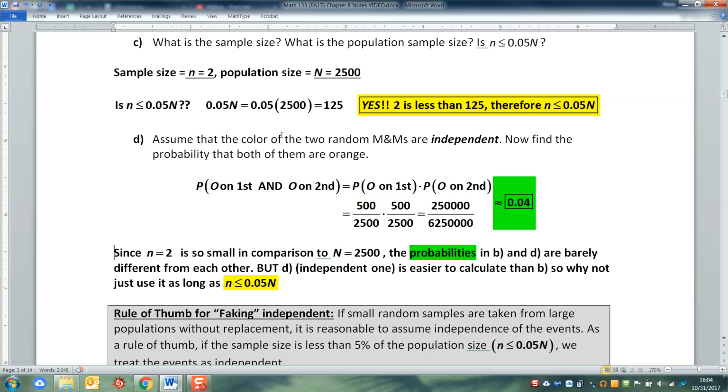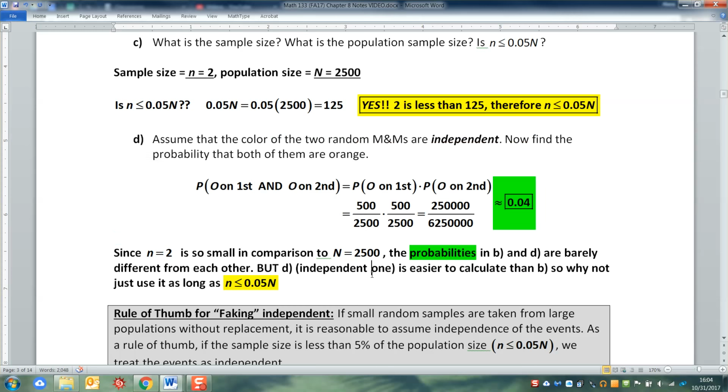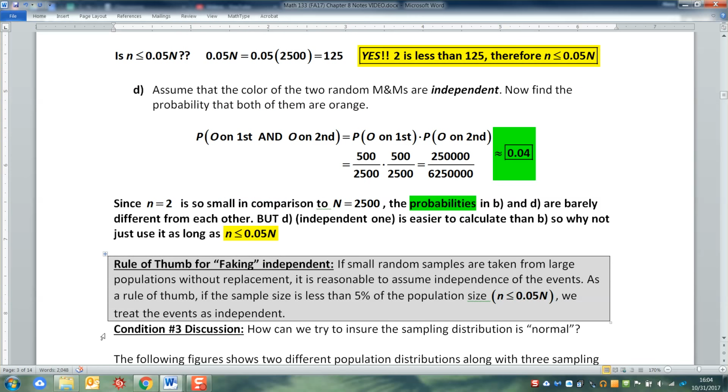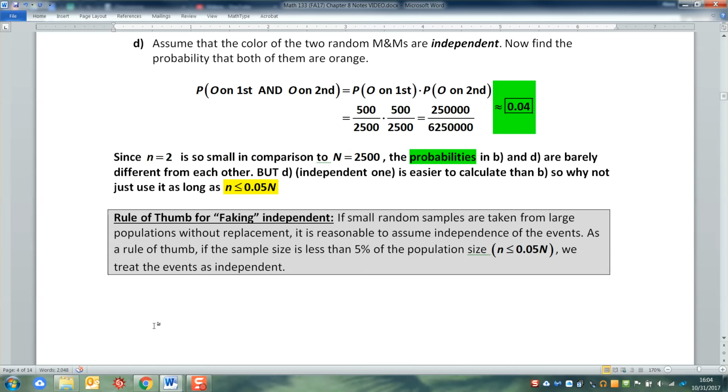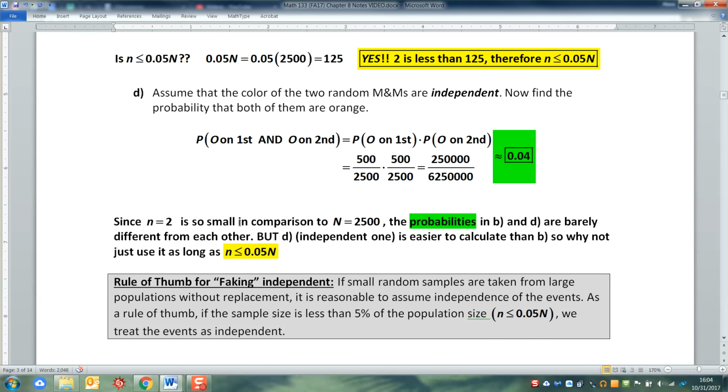The answer for D, this one right here, this was way easier to calculate. It uses the multiplication rule for independent events. It's just simpler. Everything's nice. And that's the moral of the story, right? That's what I really want you to get out of this, not the probability portion, but the fact that hey, if you're taking a small enough sample from a large enough group, then it doesn't really matter if they're truly independent or not. You can sort of fake your way to independence, right?